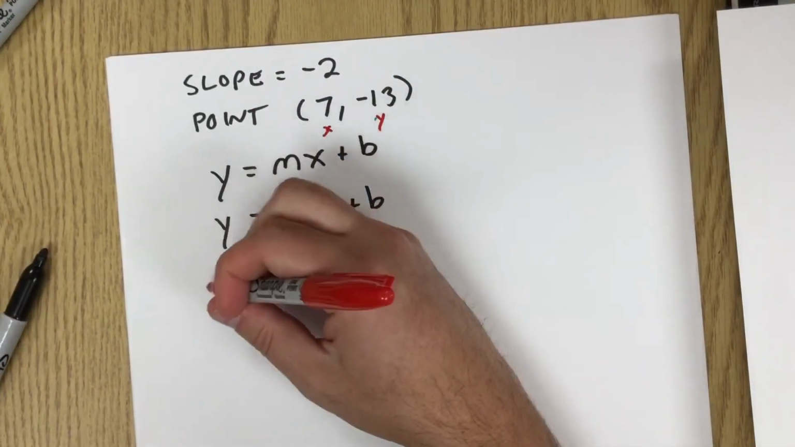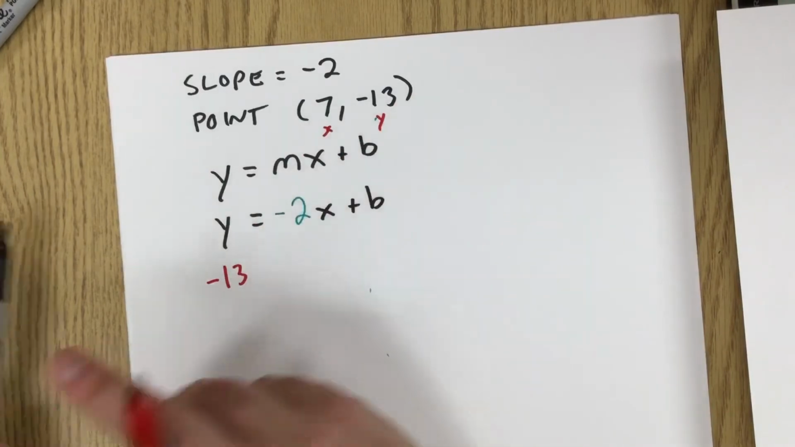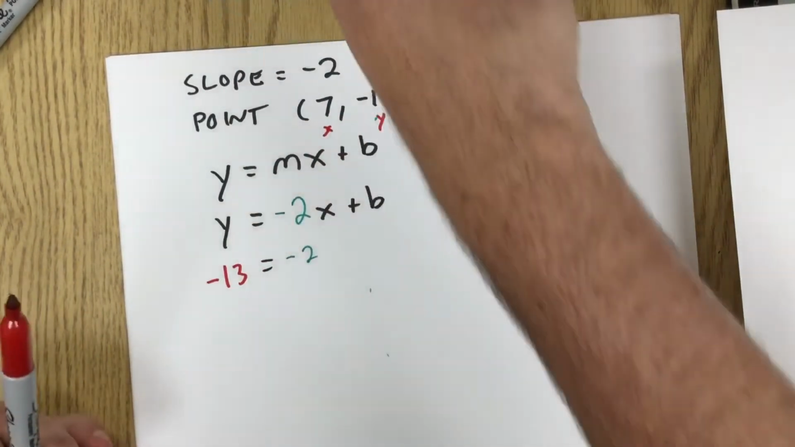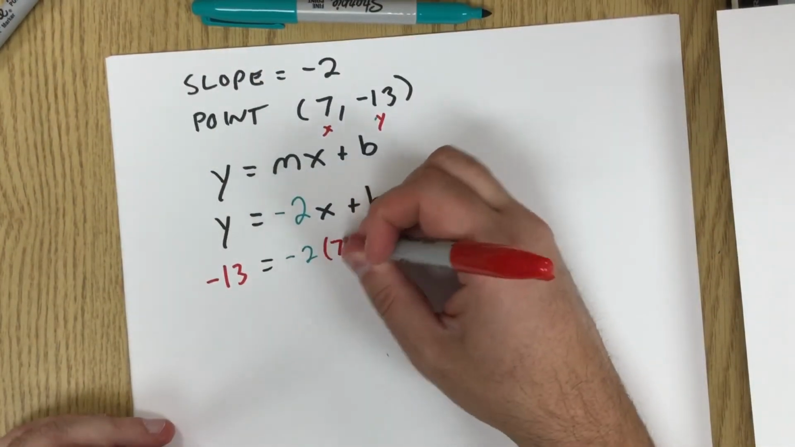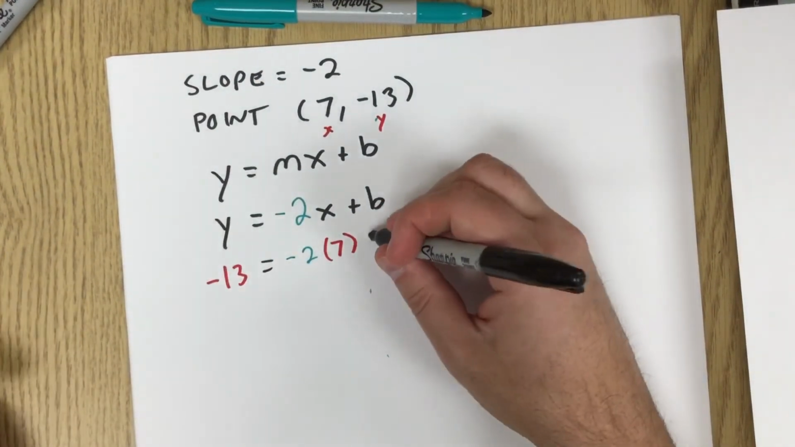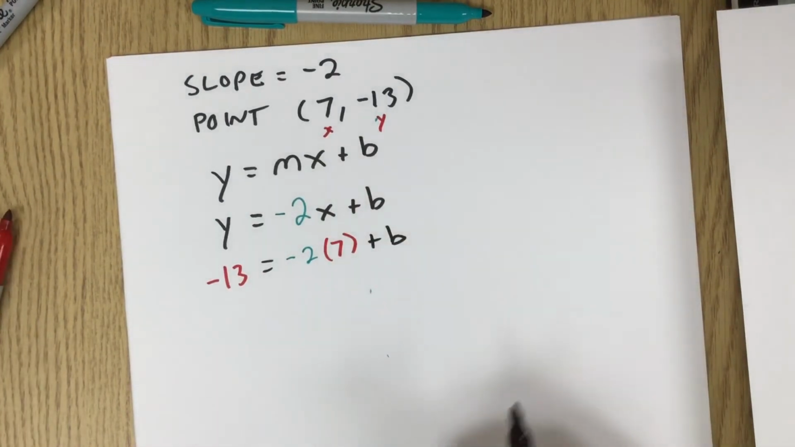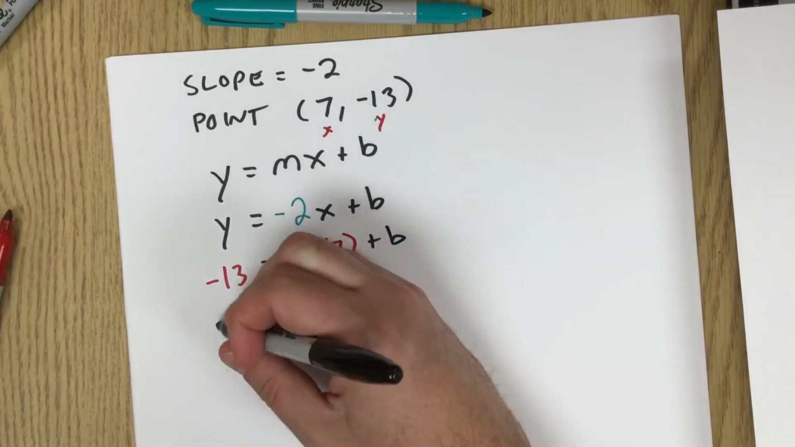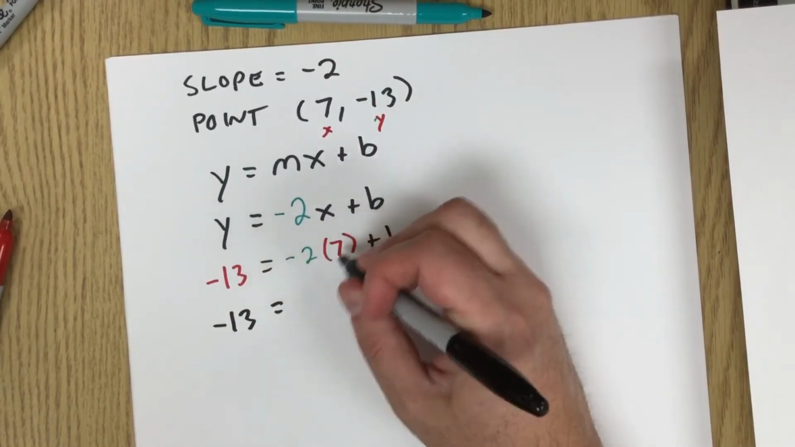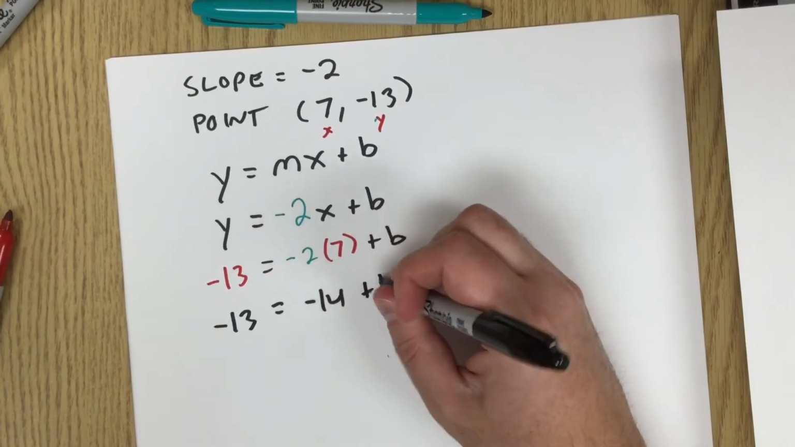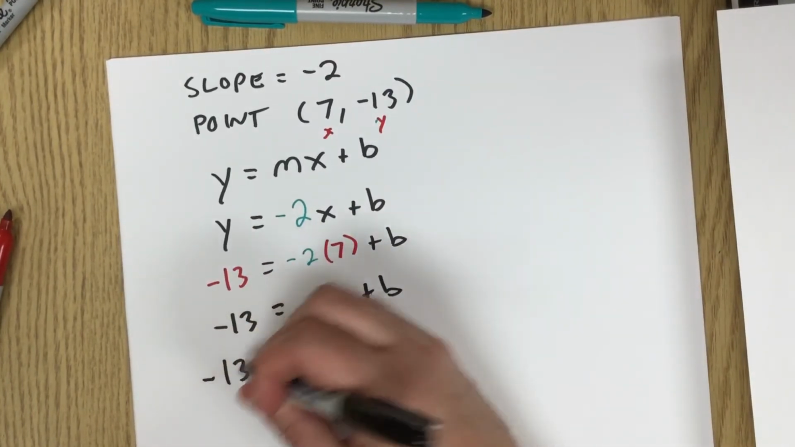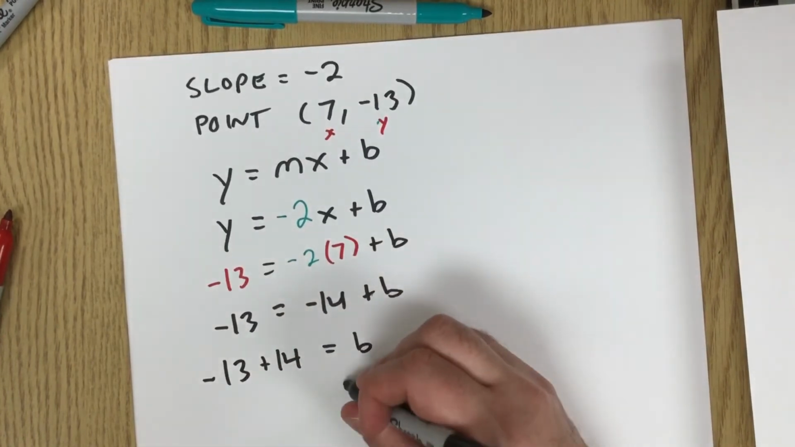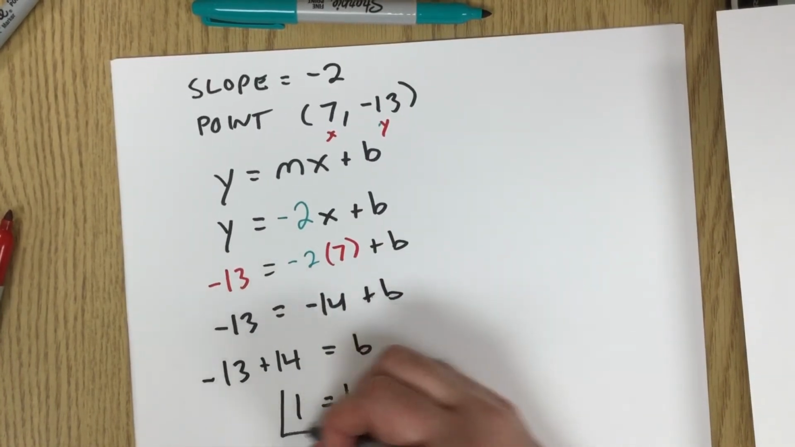So the y is going to be -13 equals -2, and then the x value is 7, plus b. So we put the slope in for the m, and we put the x and the y into the appropriate spots. So -13 equals -2 times 7, which is -14, plus b. And -13, bring the -14 over, it becomes +14, equals b. b equals 1.